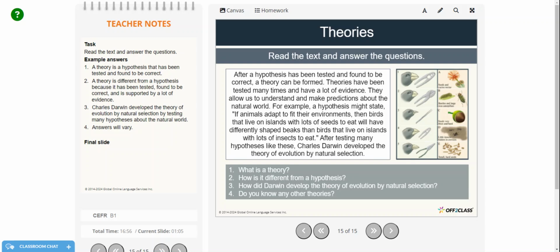So, a theory is a hypothesis that has been tested and found to be correct. How is it different from a hypothesis? Well, a theory is different from a hypothesis because it has been tested, found to be correct, and is supported by a lot of evidence. Number three, Charles Darwin developed the theory of evolution by natural selection by testing many hypotheses around the natural world. And there are other theories. Einstein's theory of relativity is probably the most famous one, but you might know of some others.